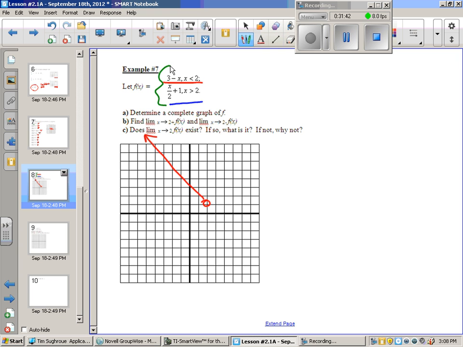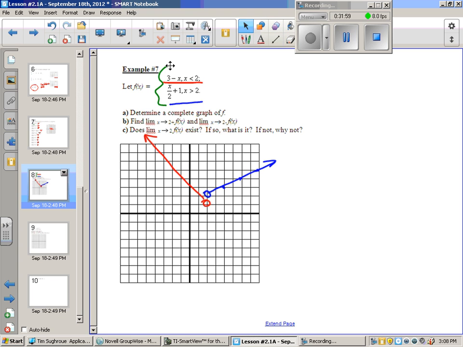When I plug 2 in to this piece, it doesn't start at 1, it jumps up here. And now it's got a slope of up 1 over 2, up 1 over 2, up 1 over 2, and we graph that. This is a picture of that piecewise function.